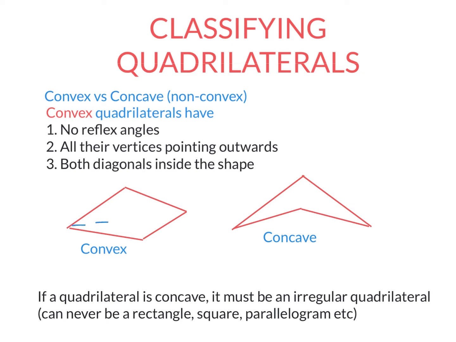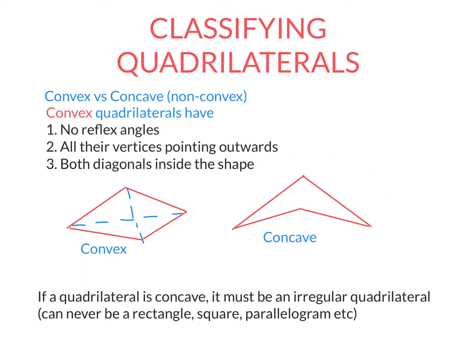So the first diagonal is this line here. It joins 2 vertices that are not next to each other. The other diagonal of the shape is this line here. Again, it joins 2 vertices not next to each other. So we can see that both diagonals here are inside the shape. So all of these are true about this shape. That's how we know it's convex.